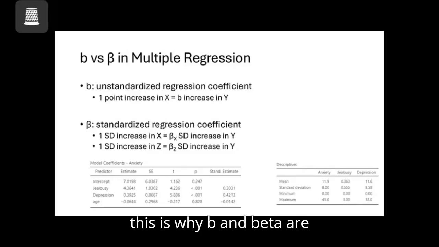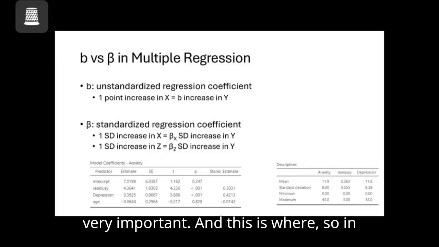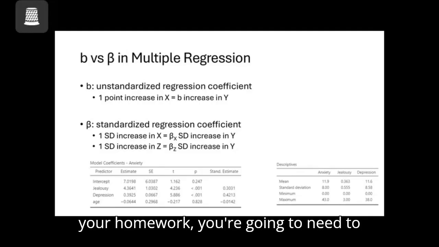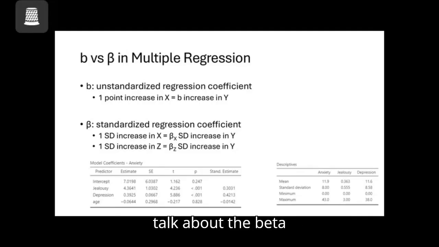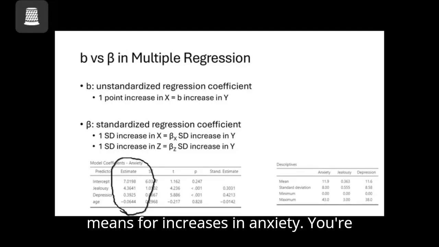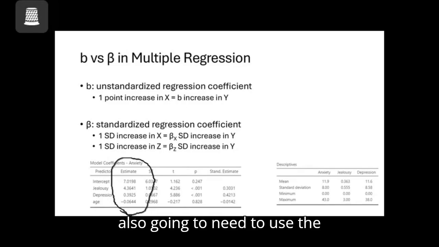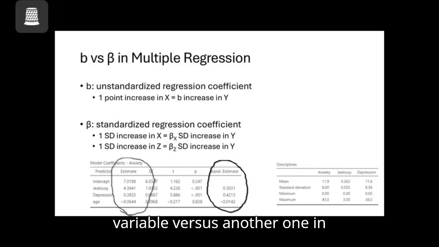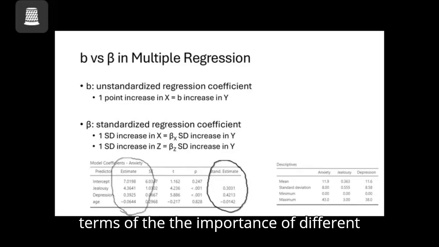But this is why B and beta are very important. In your homework, you're going to need to talk about the beta or the B estimate and what that means for increases in anxiety. You're also going to need to use the standardized estimate in order to compare one variable versus another in terms of the importance of different predictors.